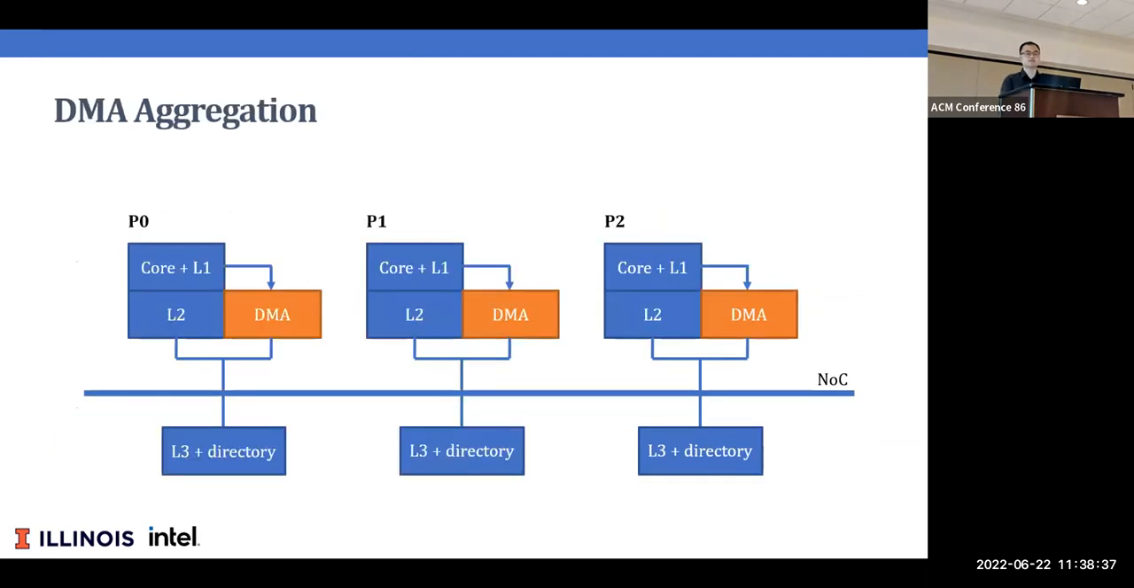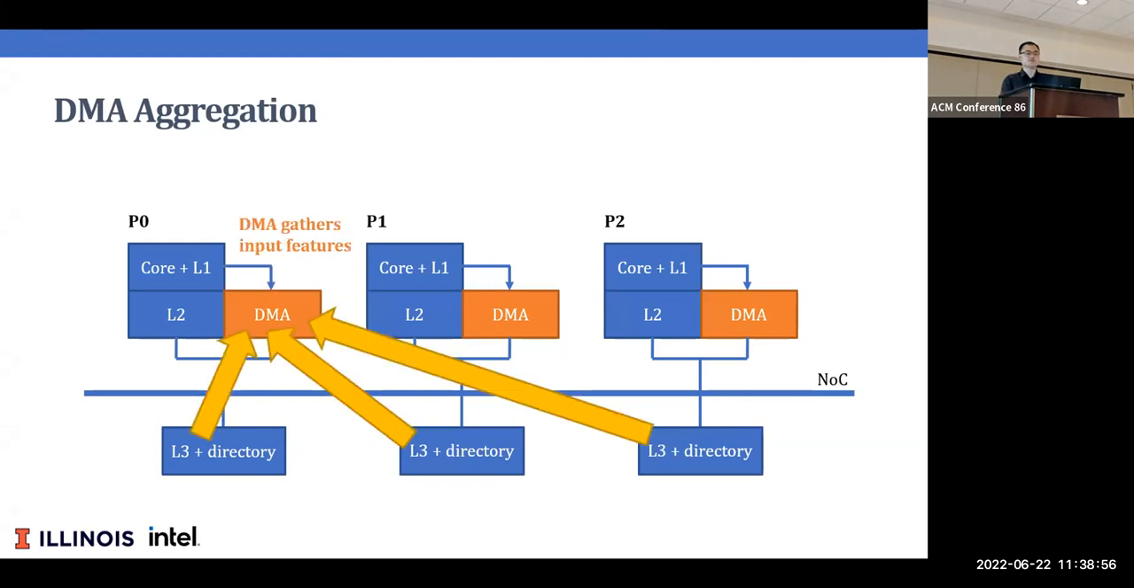And here is an example DMA aggregation. Three processors are attached to the on-chip network, and each one has a DMA engine and an L3 slice with directory. So first, a processor initiates a DMA aggregation by issuing a descriptor. The DMA engine then gathers the input features using the existing gather functionality. The gathered features are stored in the engine's internal buffer so that they do not pollute L2. The size of the internal buffer is limited, so the engine removes a block of features from the buffer immediately after they are reduced, and the engine can then use the freed up space to fetch another block of features.